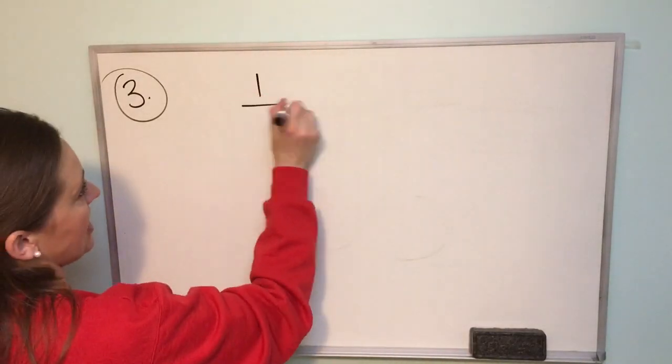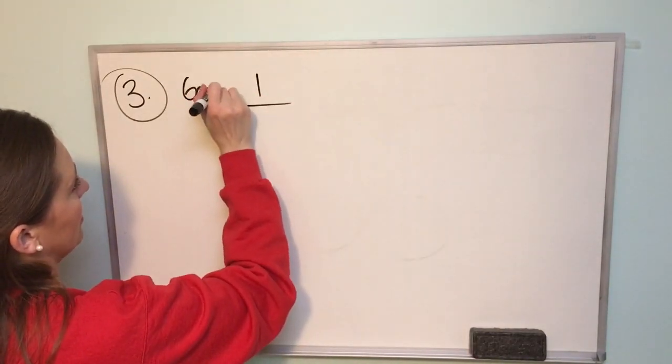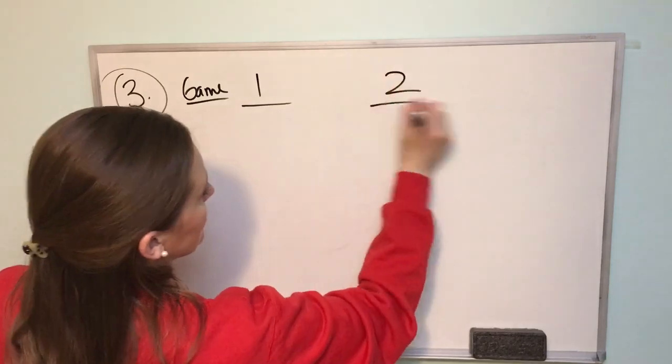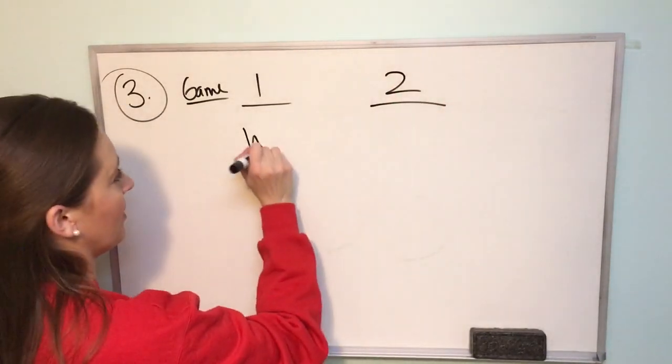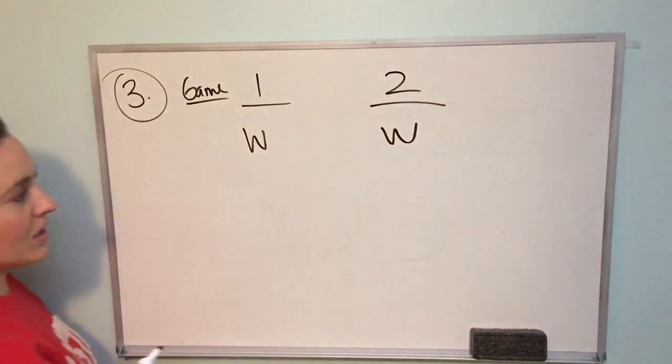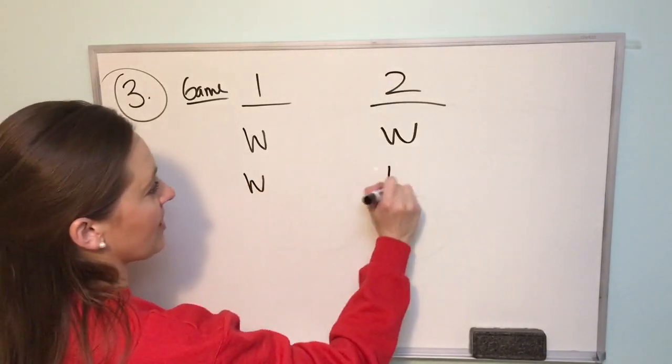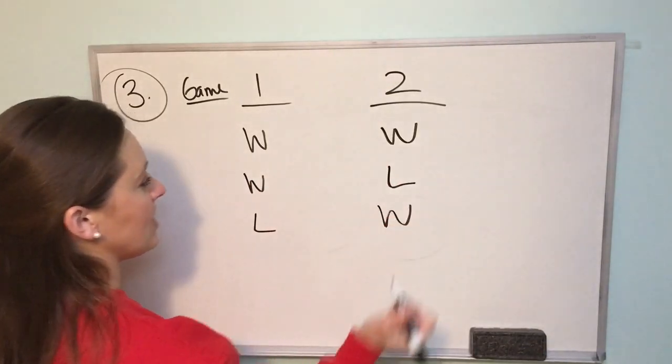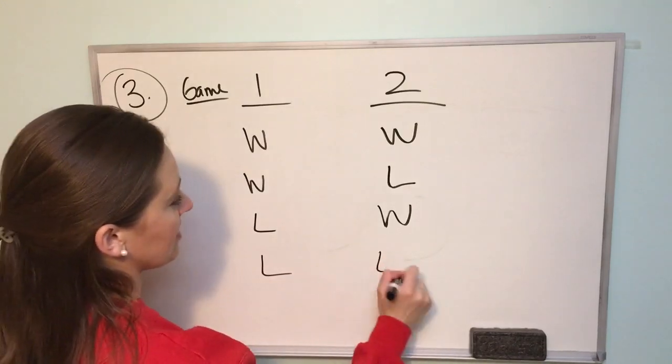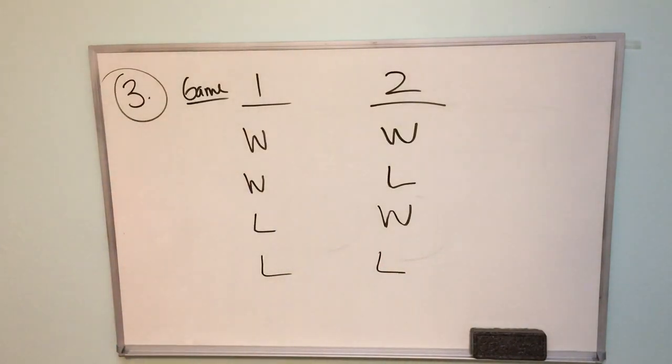So we'll say game number 1 and game number 2. Well, they could win them both. Okay, they could win one and then lose the other, or they could lose one and then win the other, or it could just be a tough day and they could lose both. So there are 4 different possible outcomes, right? Win, win, win, lose, lose, win, or lose them both.